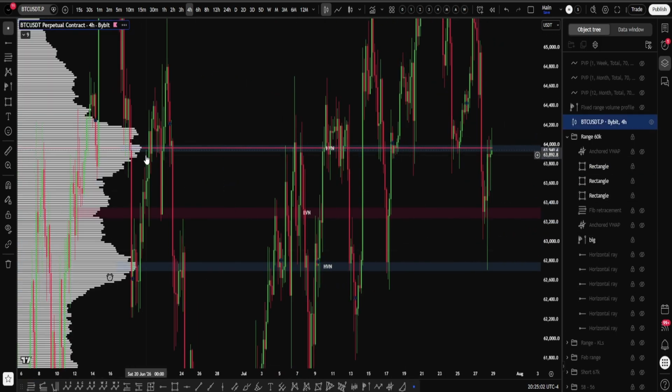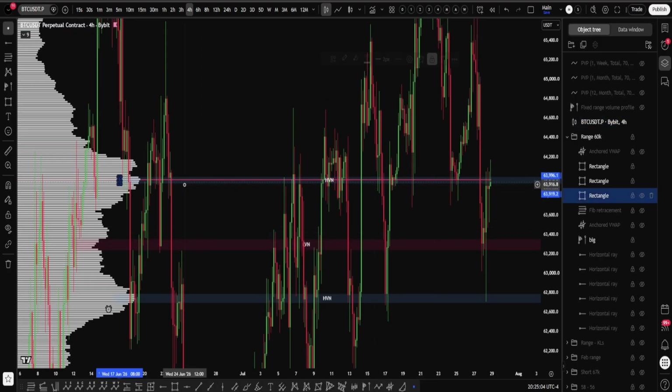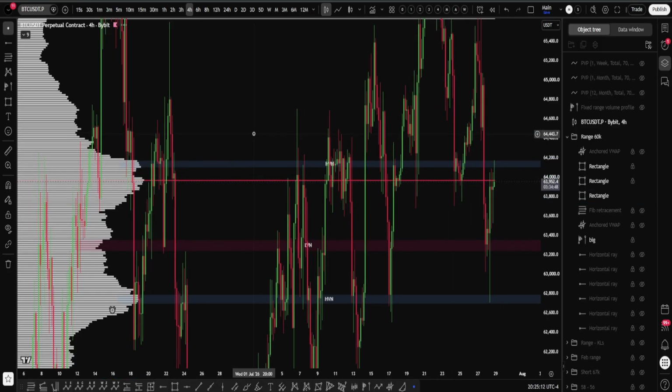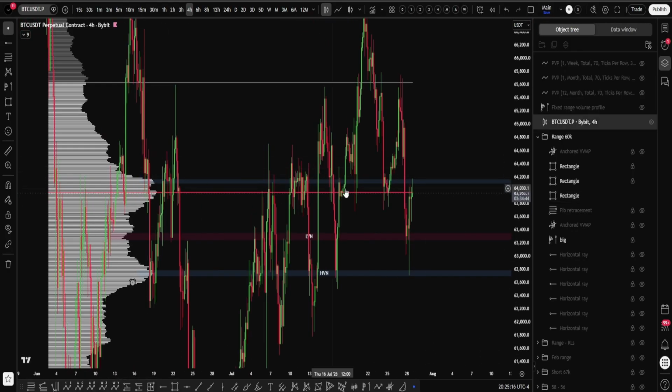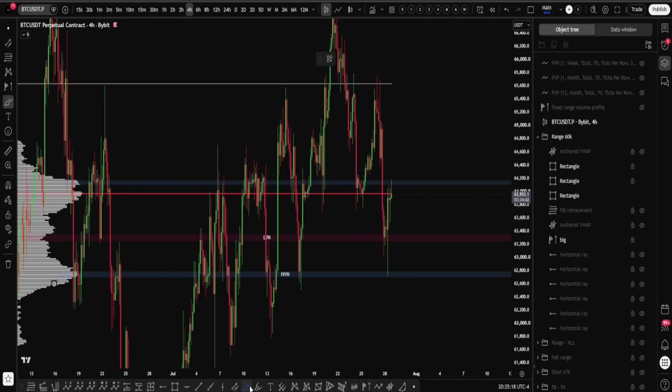And right now we're battling this point of control. Because we have two high volume nodes here, I wouldn't really take a trade on a breakout of this one. I'd rather look at this one to break out and then take a trade. If we could break out of this high volume node right here, I think it'll be likely to revisit the value high.